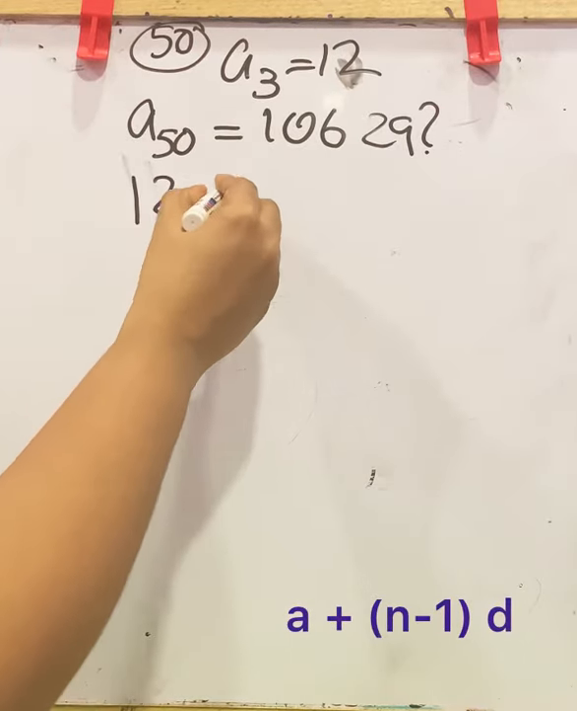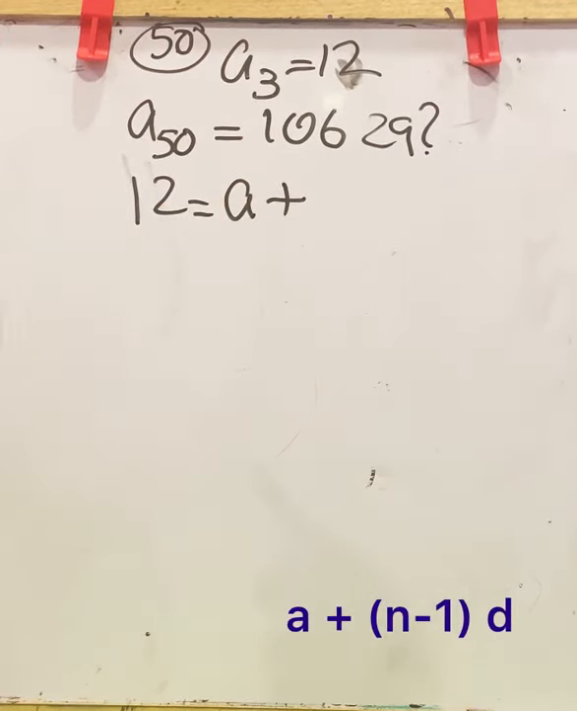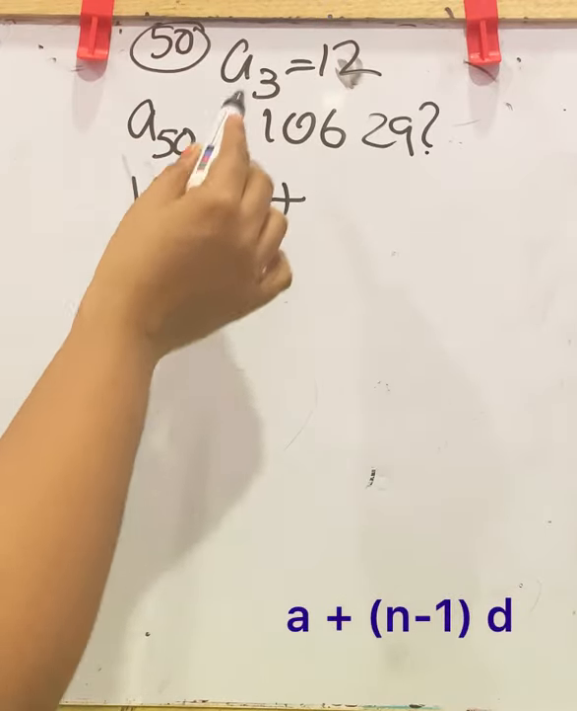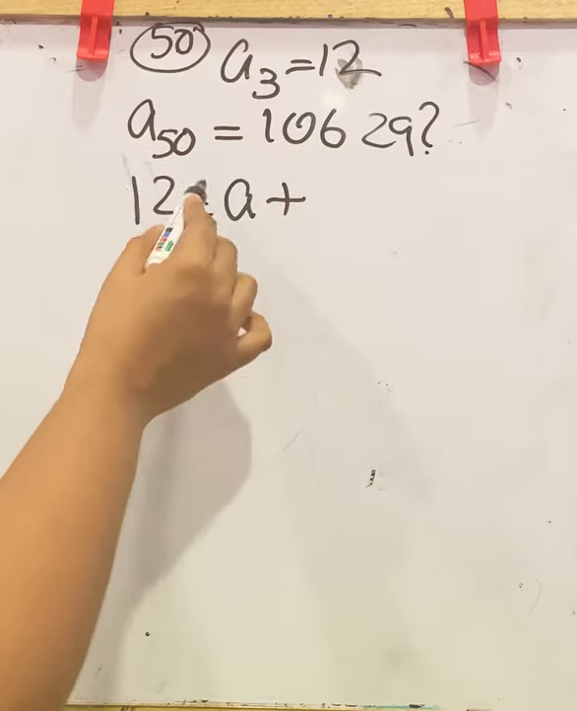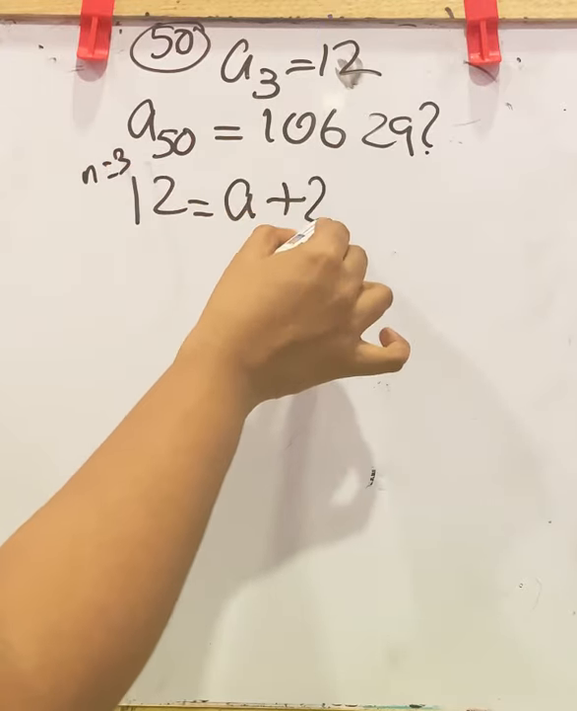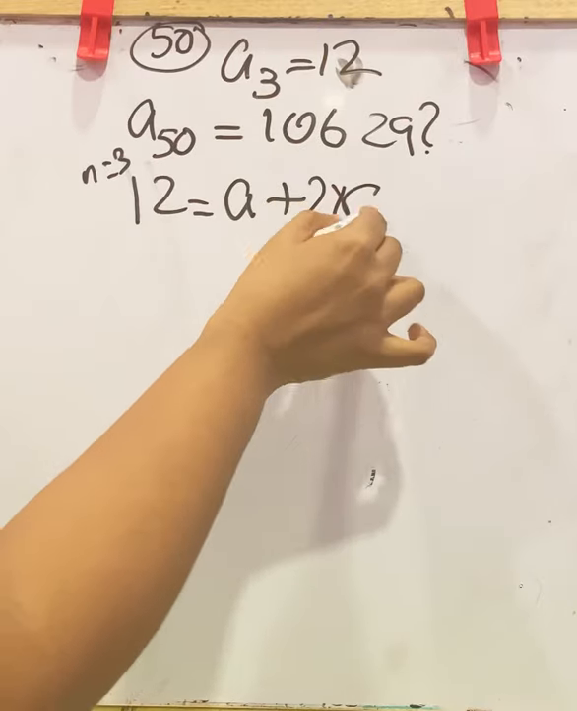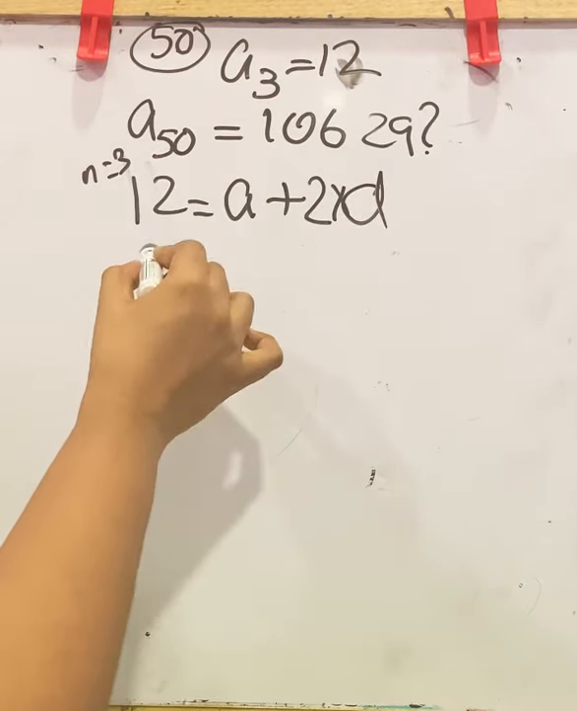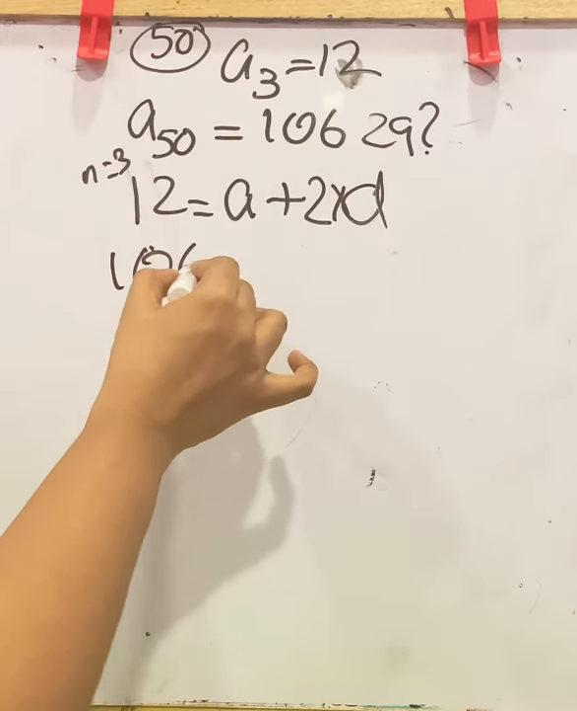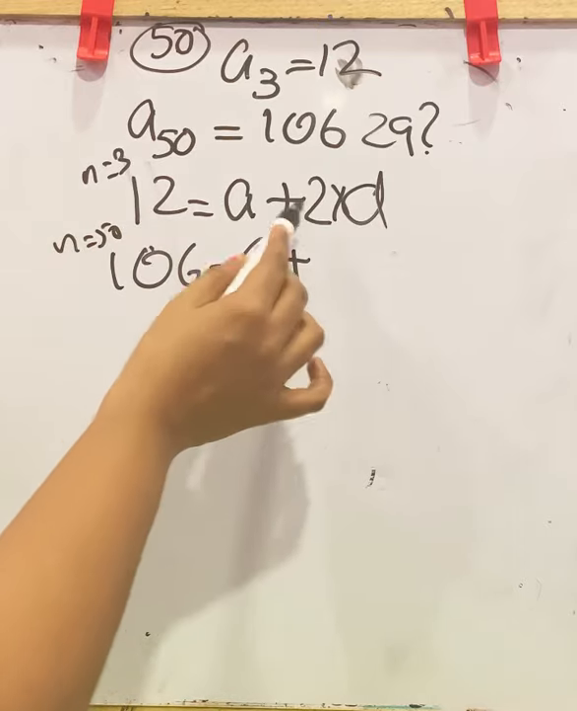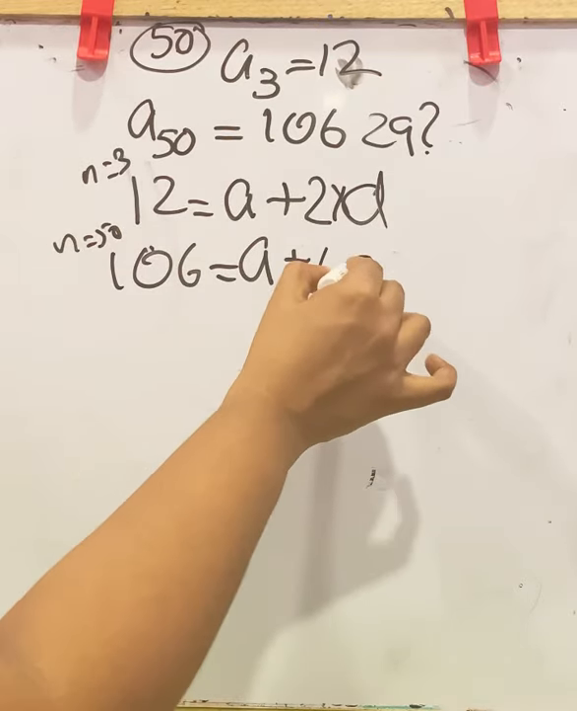12 equal to A plus, A is the first term, we don't know, plus 3 minus 1. N minus 1 is 3 minus 1 because here N is 3. 3 minus 1 becomes 2 into D, we don't know, so let it be there. Now the next equation, A50 is 106 equal to A plus, here N is 50, so N minus 1 becomes 49D.